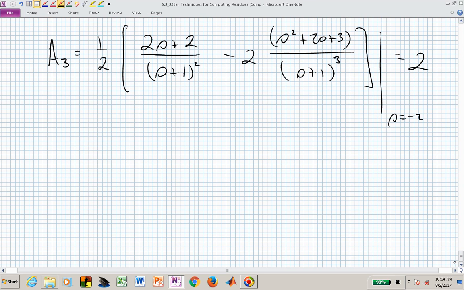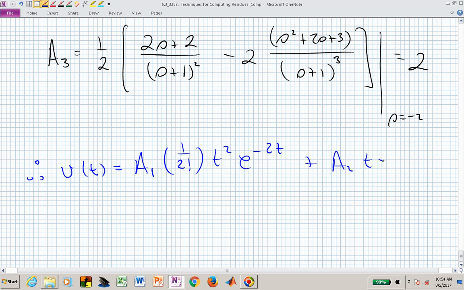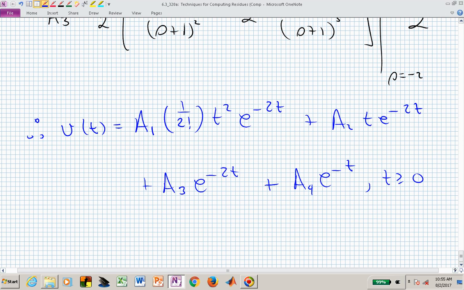Which, if we do that and put it into the partial fraction expansion, you can check this, but now v of t will be equal to a1 times 1 over 2 factorial t squared, because a1 was sitting on top of s plus 2 quantity cubed, so we have t squared e to the minus 2t plus a sub 2 t e to the minus 2t plus a sub 3 e to the minus 2t plus a sub 4 e to the minus t, and that's now true for non-negative values of t.